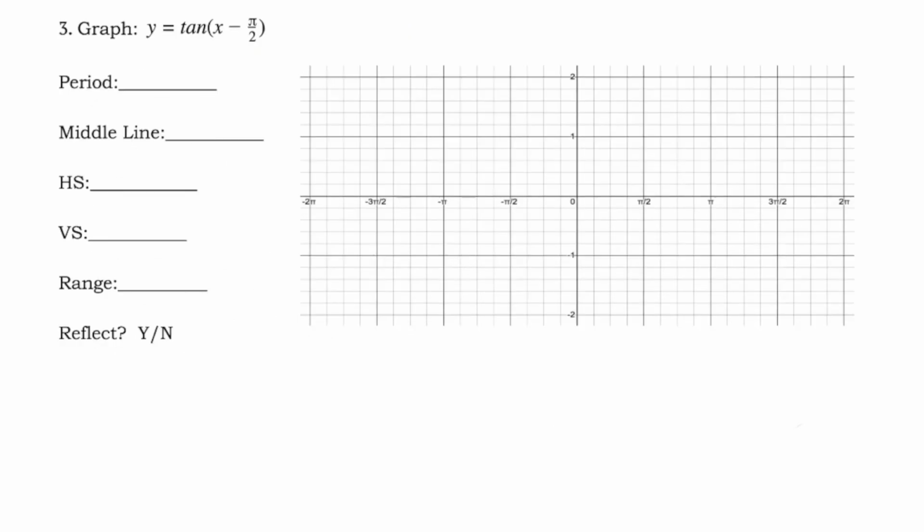So now we'll jump to example number 3, which is tangent of x minus pi over 2. There's no b value other than just 1, so the period is what it should normally be for the tangent function, which we just saw as pi. The middle line is y equals 0 because it wasn't shifted anywhere, so I'll actually write none for vertical shift. And the horizontal shift, since it's minus pi over 2, that'll bring it right pi over 2.